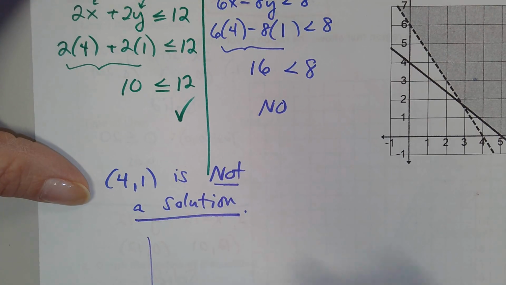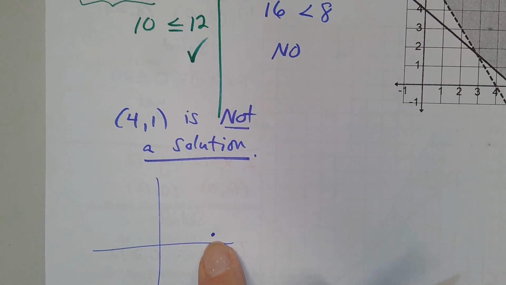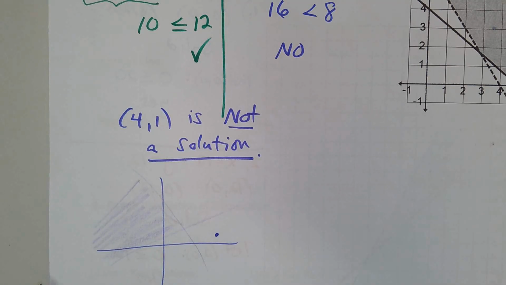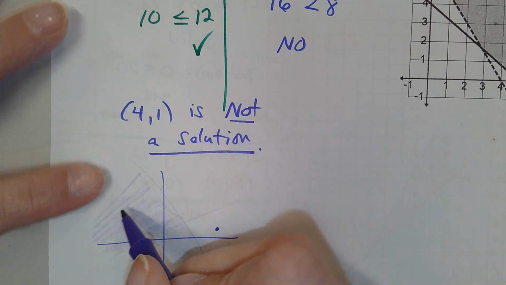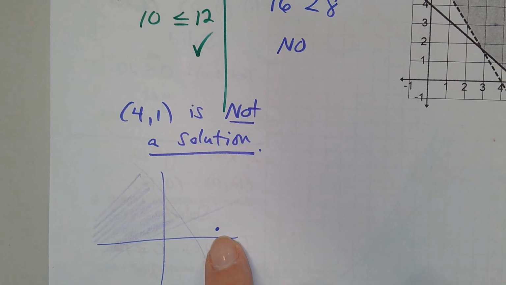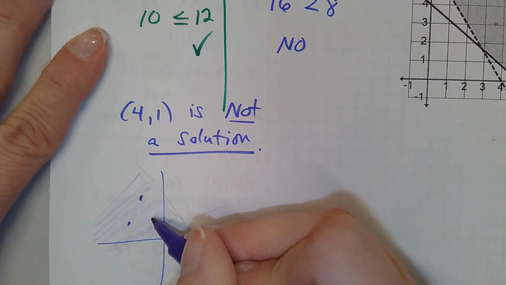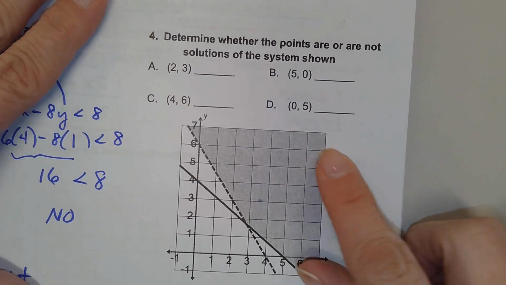Maybe on the graph paper, 4, 1 is right here, and that is not in the solution region. Maybe the solution region is way over here. Is this a solution? He is not. But there are many solutions over there. It's just not him. We don't say no solution, because there are lots of solutions. Not him.